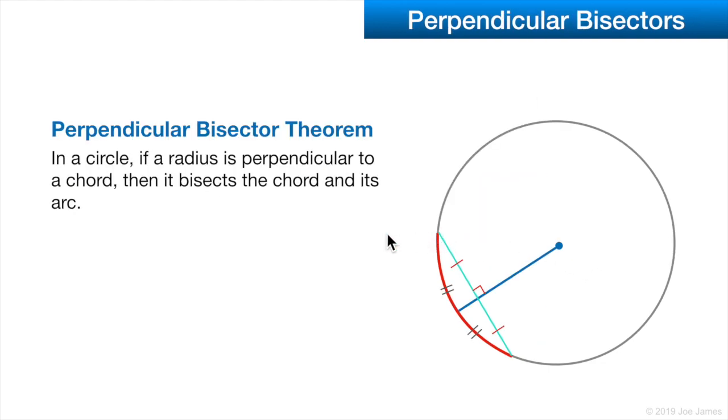The perpendicular bisector theorem states that in a circle, if a radius is perpendicular to a chord, as here, we have a chord in green and we can see this radius is perpendicular to it, then that radius bisects the chord and its arc. It splits the chord into two equal segments and it splits the arc into two equal arcs.